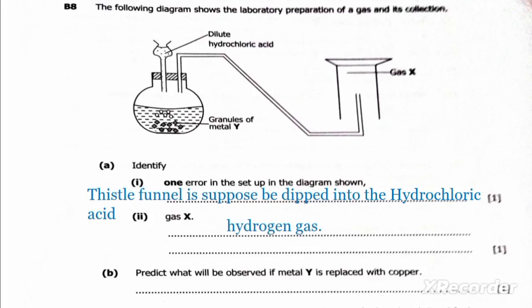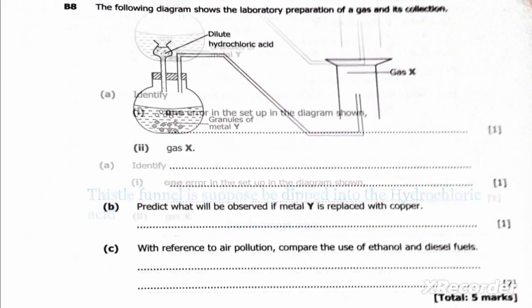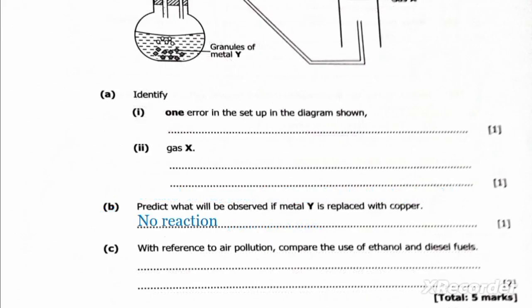We move to B, predict what would be observed if metal Y is replaced with copper. So no reaction would be observed. Reason being, copper is non-reactive with acid. Copper is not reactive with acid, so no reaction would be observed.